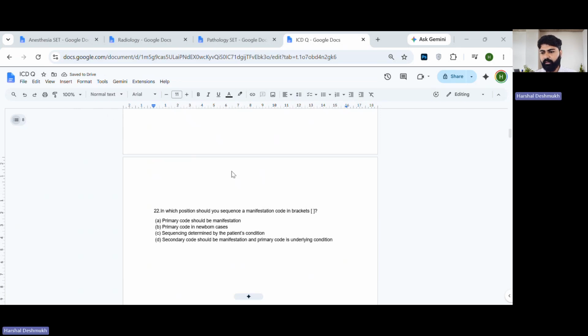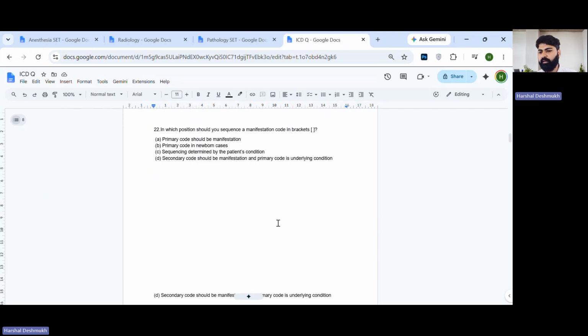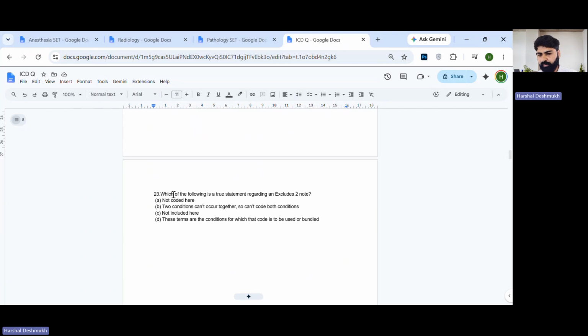All right, the correct answer to this question is option D, that is, the secondary code should be the manifestation and the primary code is the underlying condition. Moving on to the next question: which of the following is a true statement regarding an Excludes1 note? A true statement, all right? That's what is being asked here. A true statement.